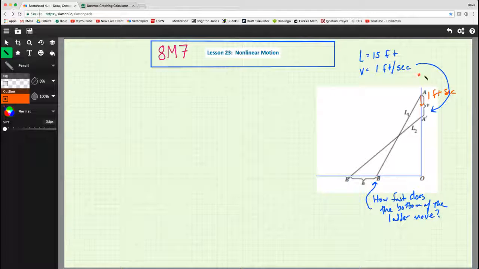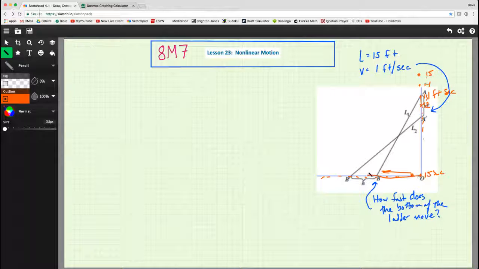So after it starts off at 15, and then after 1 second, it's at 14, and after 2 seconds, it's at 13. After 3 seconds, it's at 12, et cetera, et cetera, until it's at the bottom here at 15 seconds. And the question is how fast is the bottom of the ladder moving that way? And our strategy is going to be the same as we used on the last lesson. We're just going to take intervals, figure out where it is at 0 seconds, where it is at 1 second, where it is at 2 seconds, etc.